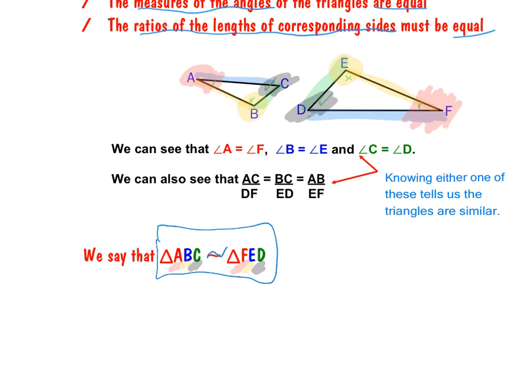So if you're asked to make a similarity statement or to state the two triangles that are similar, this is the ultimate statement that you have to make. But before you get there, you have to make sure that either all the angles are the same or the sides are proportional to one another.